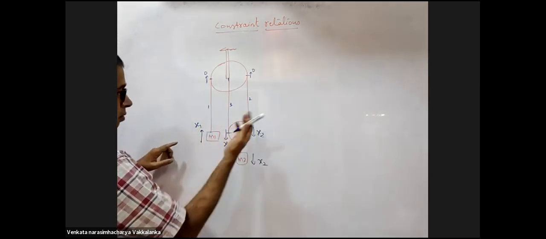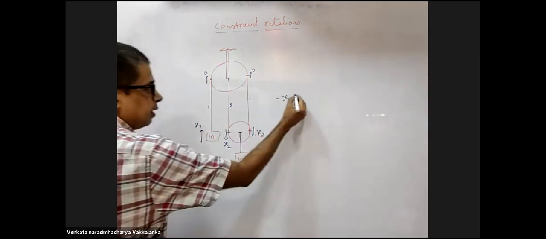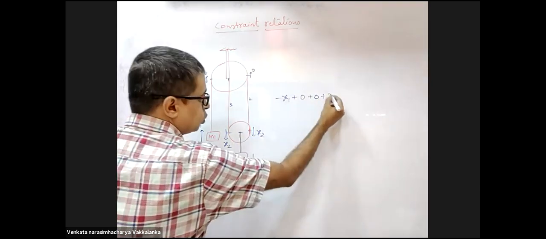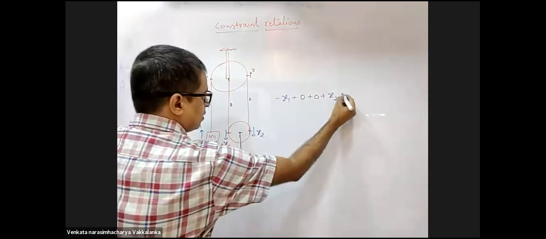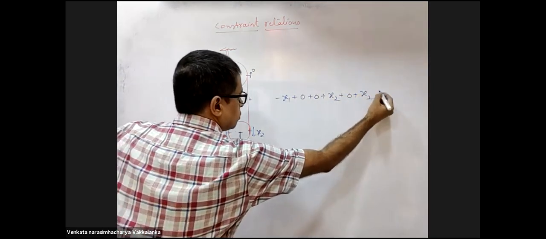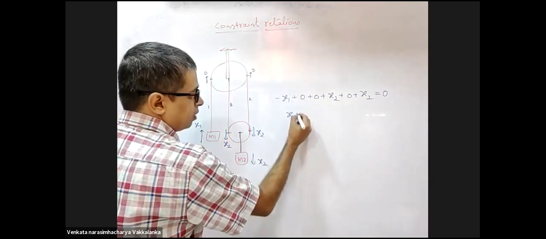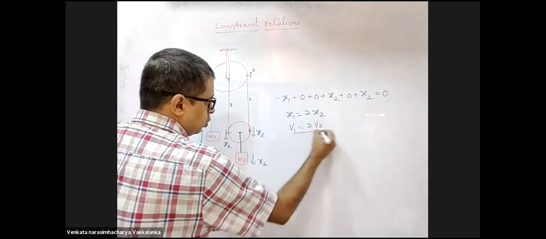Segment 1: minus x1, minus x1, plus 0, plus 0. Segment 2: plus x2, plus x2. Segment 3: plus 0, plus x2, plus 0, plus x2. Sum total elongation must be 0. So x1 is equal to 2x2, v1 is equal to 2v2.